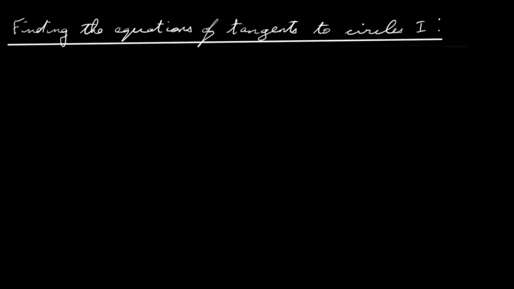Okay, so in this video I'm just going to have a quick look at finding the equation of a tangent to a circle. Our circle is going to be x squared plus y squared plus 2x plus 4y minus 12 equal to 0. And we're going to have a look at the point (3, -1).